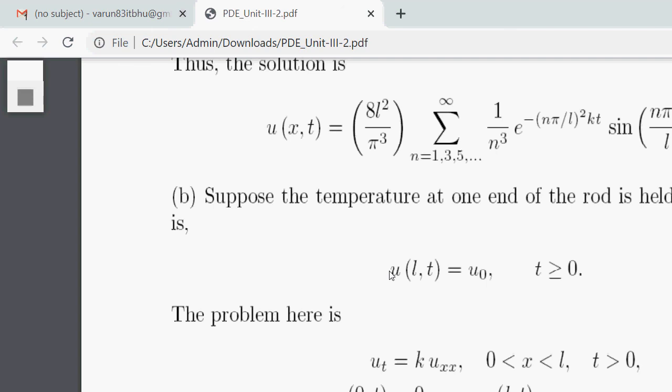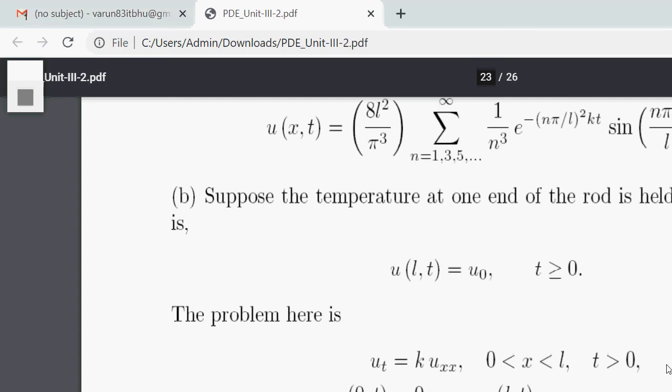Here, in the case of problem 7.5.1, u0 is 0, meaning u(L,t) is 0. Now the problem is slightly different because we assume that the temperature at one end of the rod is constant. So we assume that u(L,t) is equal to u0 and u(x,0) is equal to f(x) for every x in open interval 0 to l.